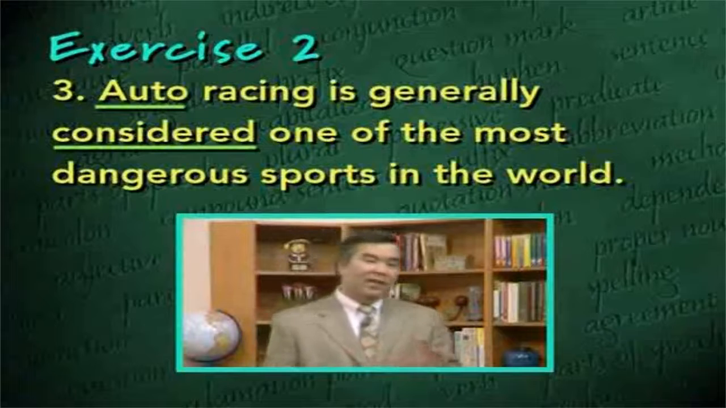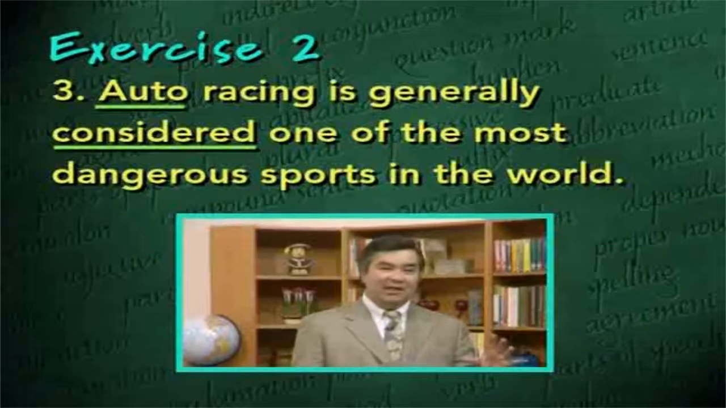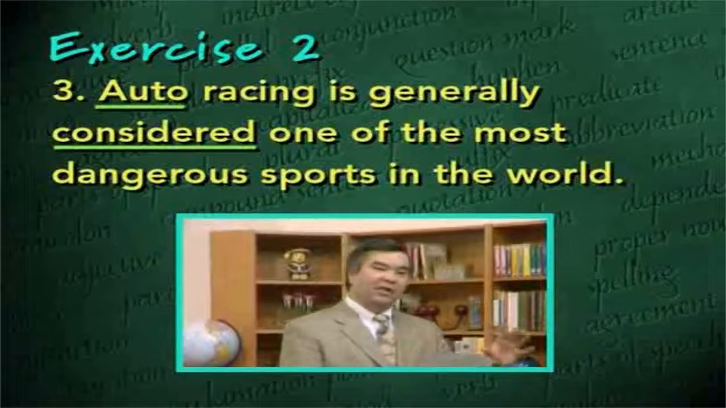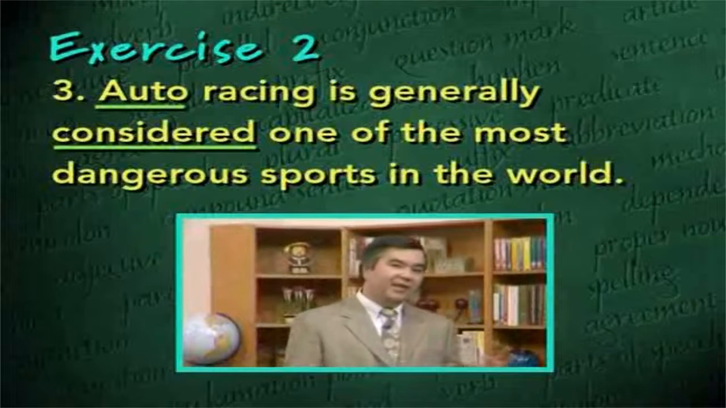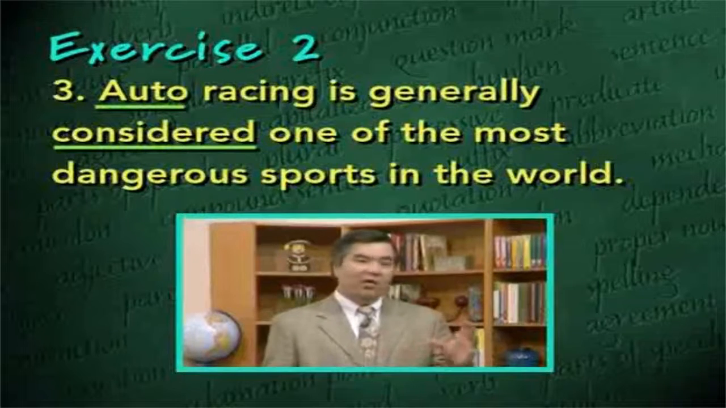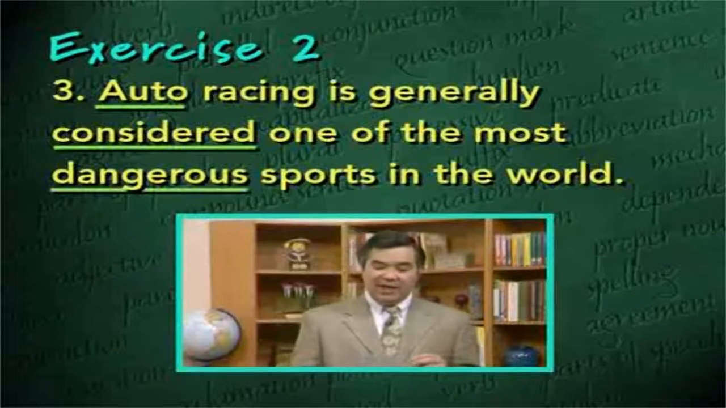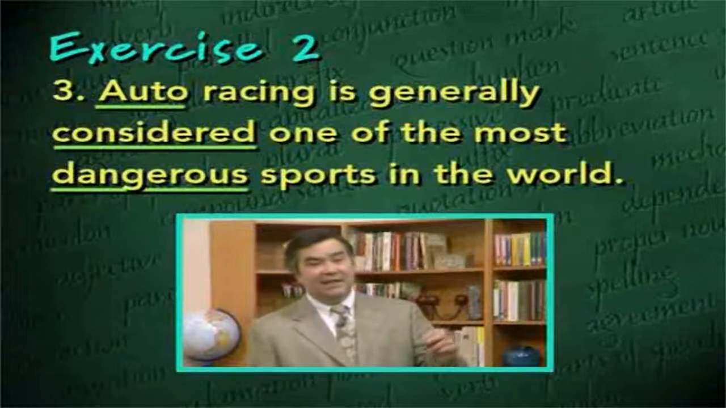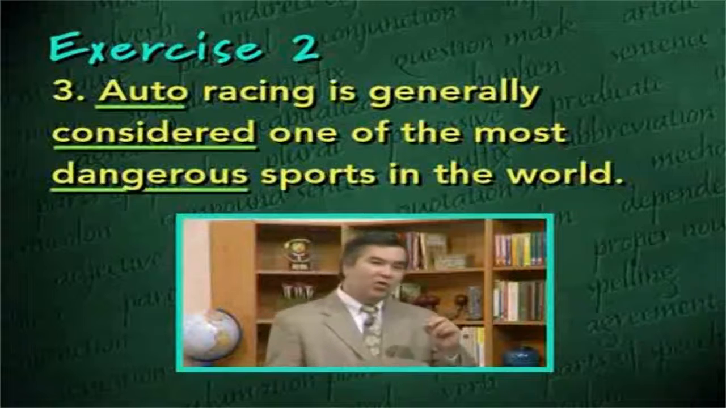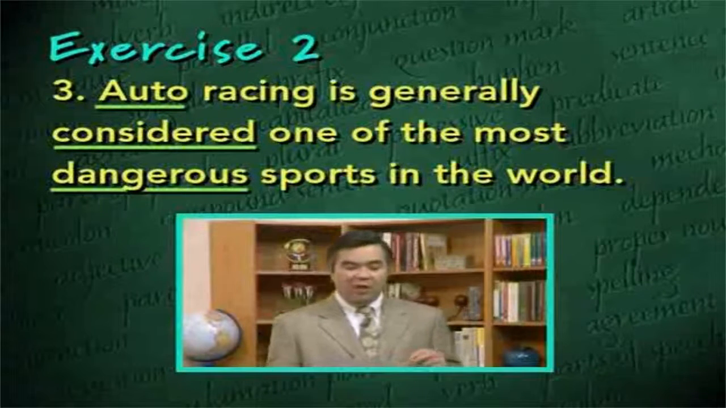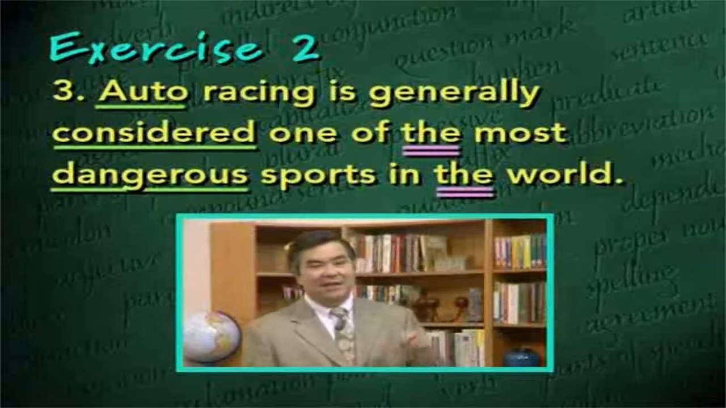Considered is another word which, in this particular sentence, could be considered either an adjective or a verb. It could be considered part of the verb phrase is considered, or it could be considered an adjective which is linked to the noun racing by the be verb is. So considered could be considered an adjective or a verb, depending on which term you happen to prefer. Either one could be correct. Dangerous is another adjective. In this sentence, it modifies or gives more information about the noun sports. And we have two articles in this sentence. Both of them are the, one of the most dangerous sports in the world. So both of those should have been marked on your sheet as articles.